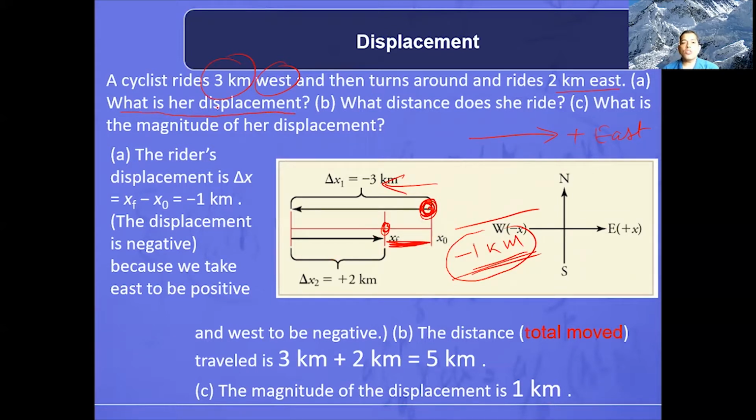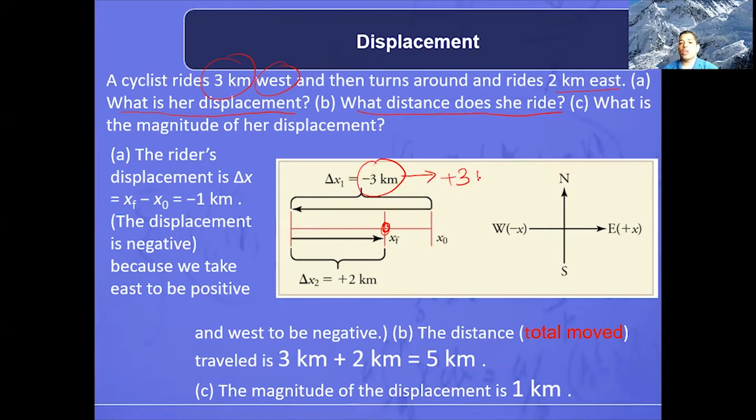But next thing you need to find is what is the distance she rode. What distance does she ride? Okay, that's the thing you need to figure out too. So what is the distance then? When you talk about distance, you don't have to take the direction into account. That's why this -3 is simply +3. You just ignore the sign. And this +2 is again +2, right? Okay. So what is the total? It's 5 kilometers. That's the distance. Okay. Distance is 5 kilometers.